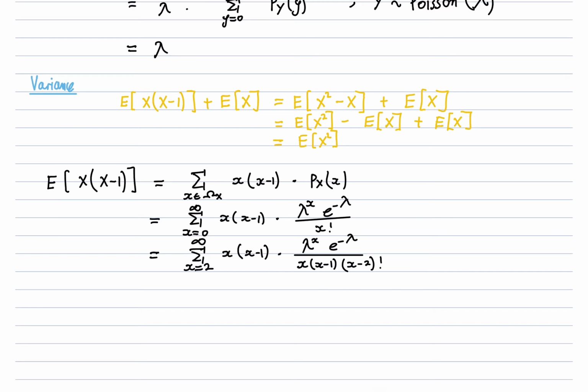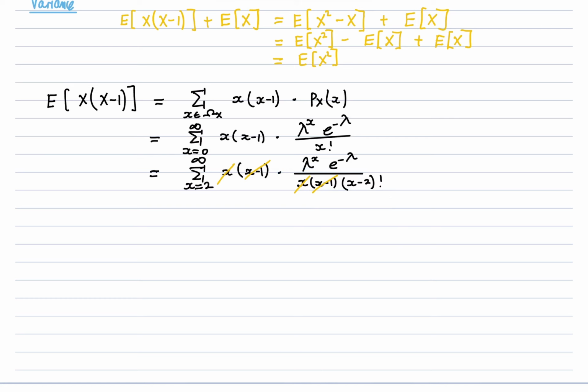And why have we done that now? Because now the x in the numerator cancels with this x, and this x minus 1 cancels with this x minus 1. And now you might be understanding why we use this particular expression for the variance. It is very useful when dealing with these types of PMFs because we can cancel this term typically with the denominator of the PMF. So now that we've done that, let's just tidy up our expression a little bit.